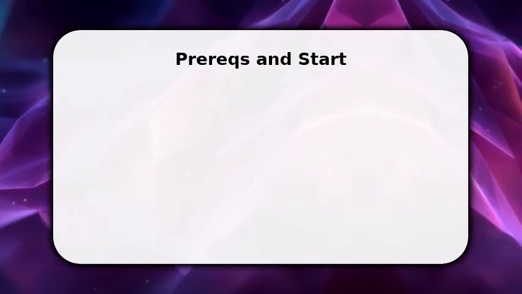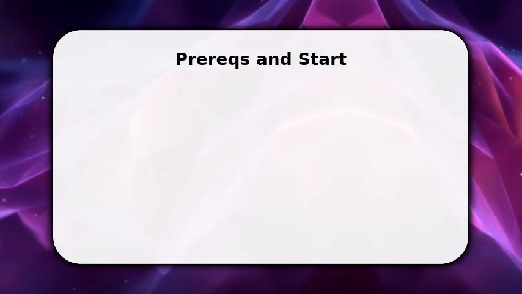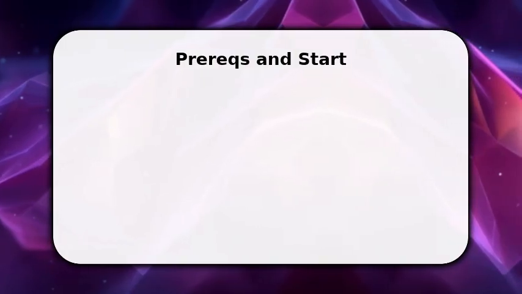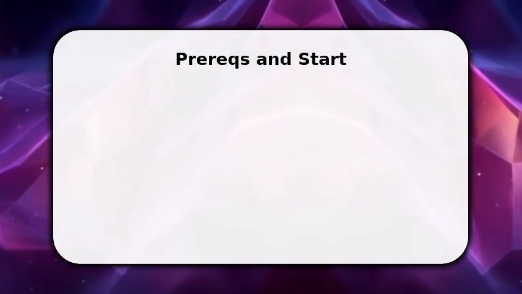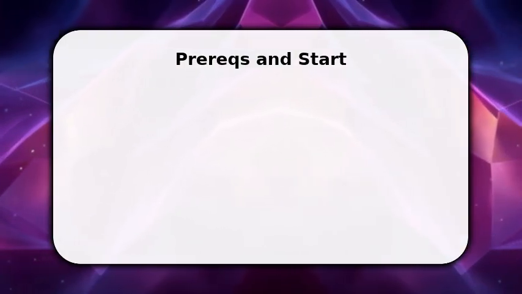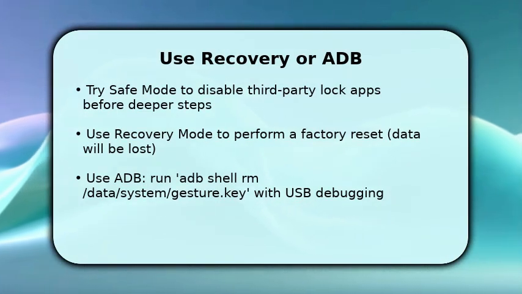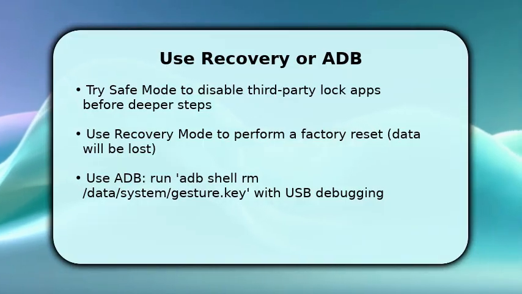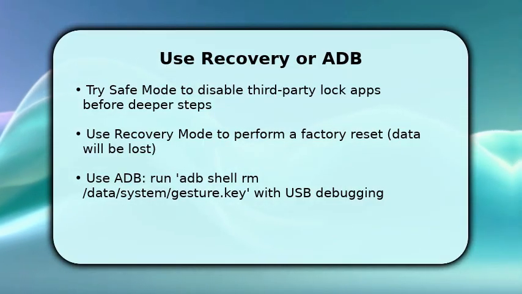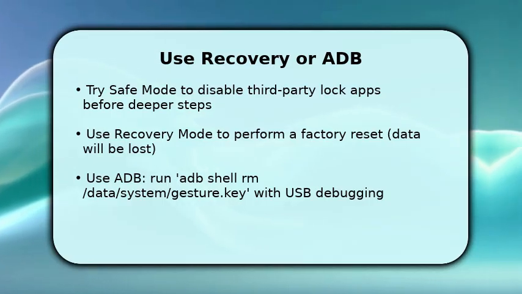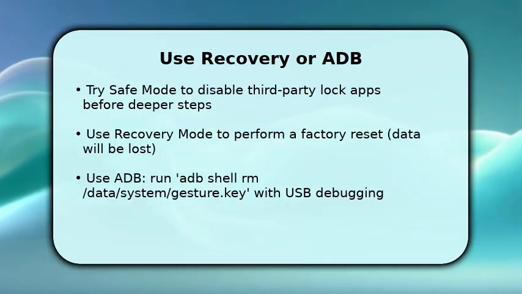If you cannot access accounts, make sure to prepare a PC with ADB and USB debugging options, which are needed for the manual approach. Now continue with the mid-stage options, depending on what you can access. If a third-party app caused the lock, boot to safe mode and uninstall it to restore access. If you have no account access, reboot into recovery mode and perform a factory reset.